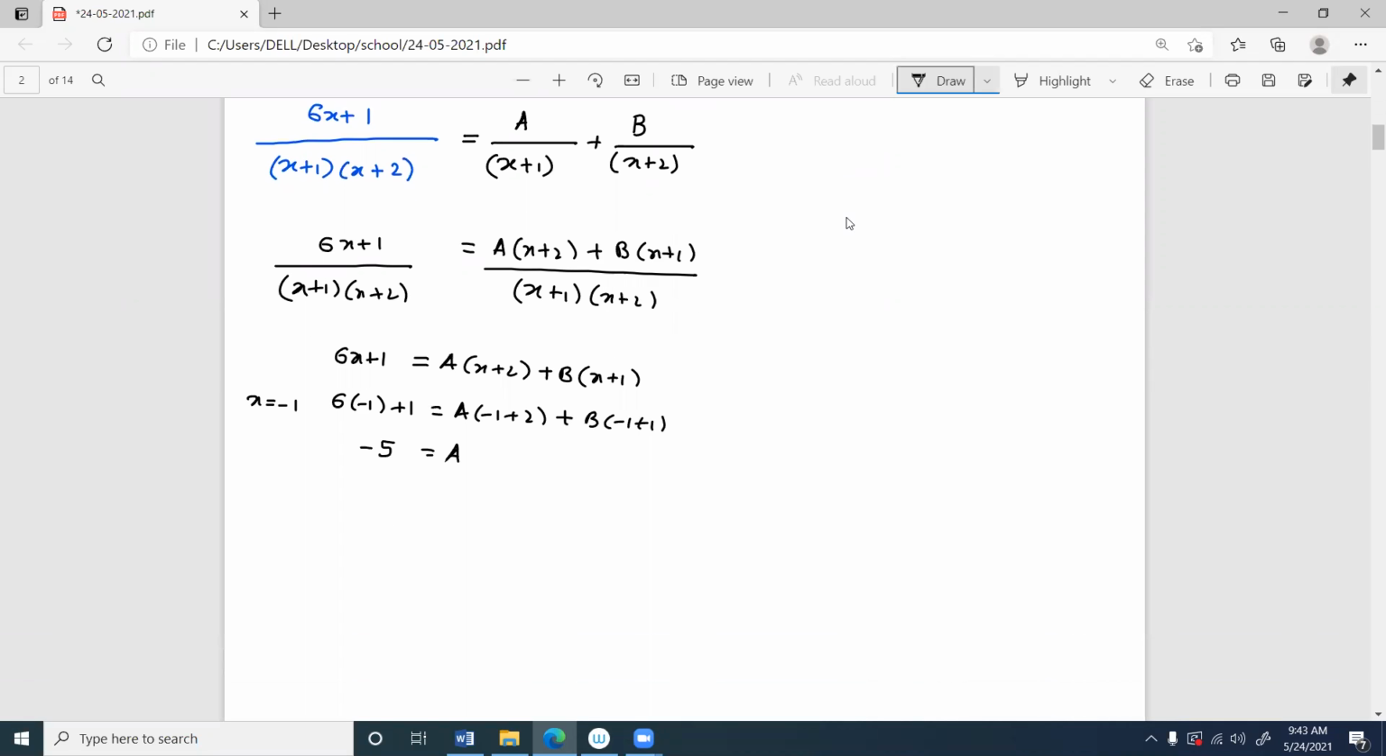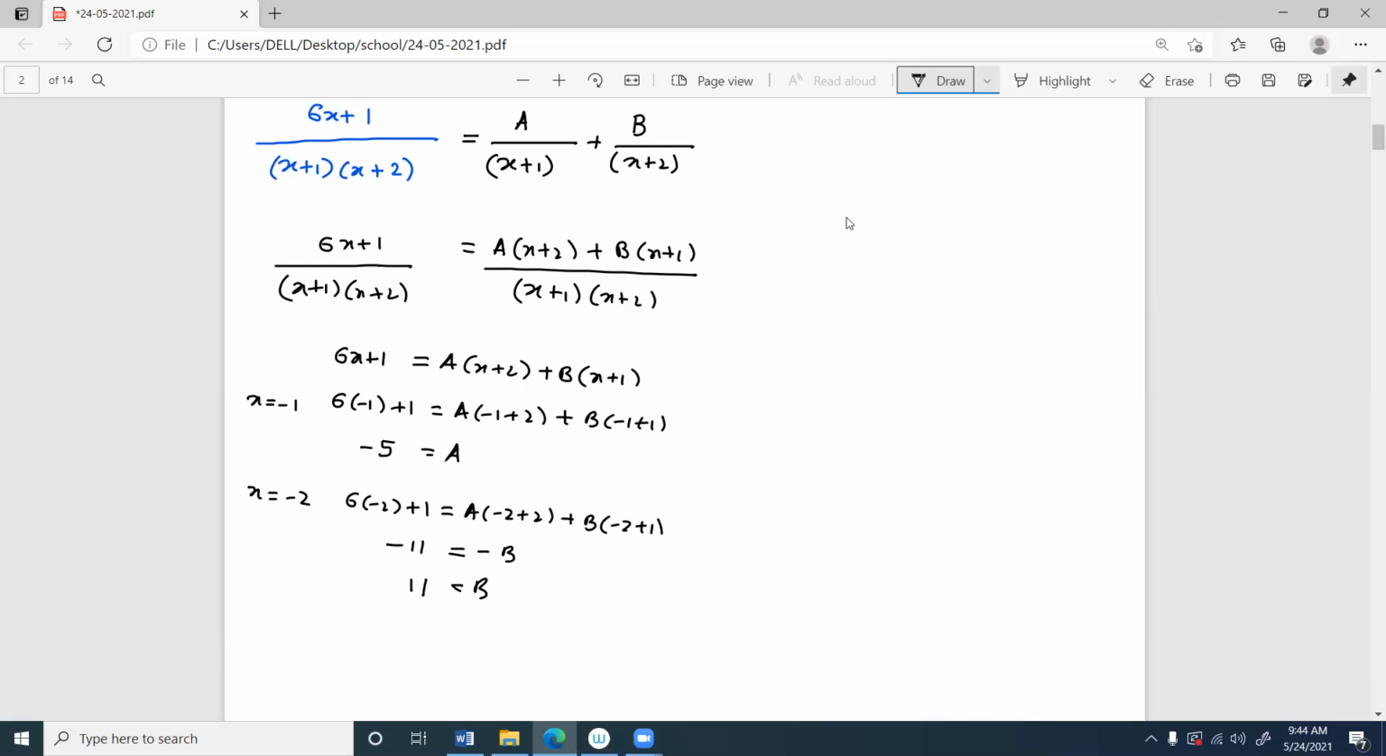Then if I need to get B, I just want to make the A bracket equal to 0. So you can put x equals to minus 2. Look at this. If I put minus 2, this turns to 0. 6 times minus 2 plus 1 equals A times (minus 2 plus 2) plus B times (minus 2 plus 1). Then you can say minus 12 plus 1 is minus 11, equals 0 minus B, since minus 2 plus 1 is minus 1. So B is equal to 11.